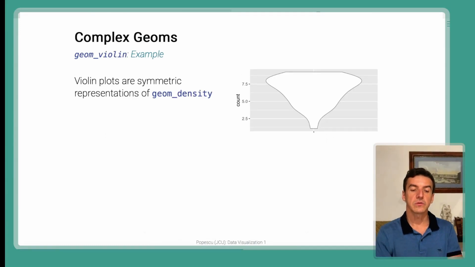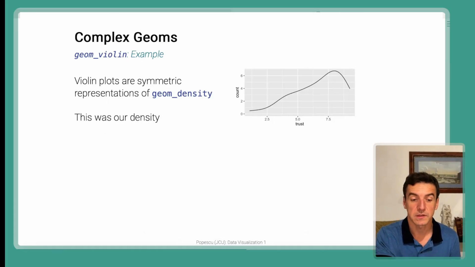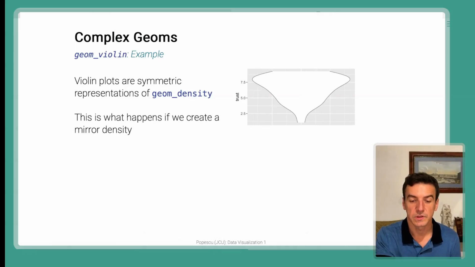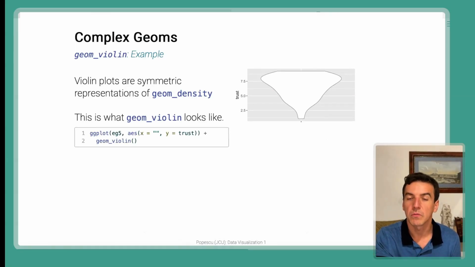Okay, this takes us to geom violin, another type of complex geom that looks like this. But as you see, geom violin is essentially geom density. Here's why. This was our density that we just explained. This is the same density shaded in white. This is the same density flipped. This is the same density mirrored. And finally, this is geom violin.